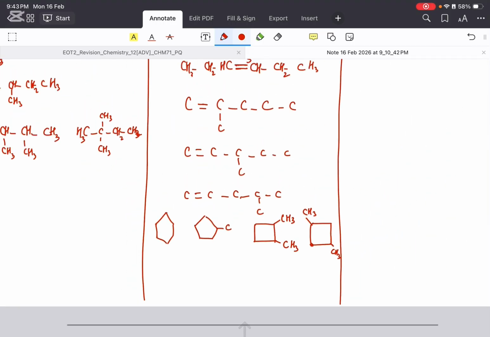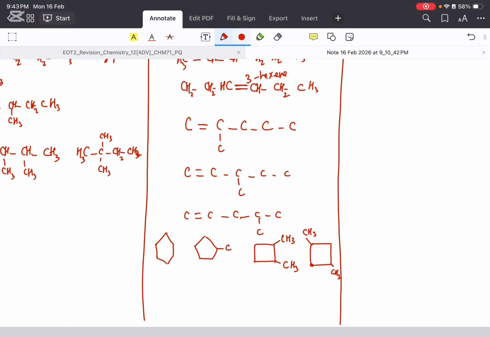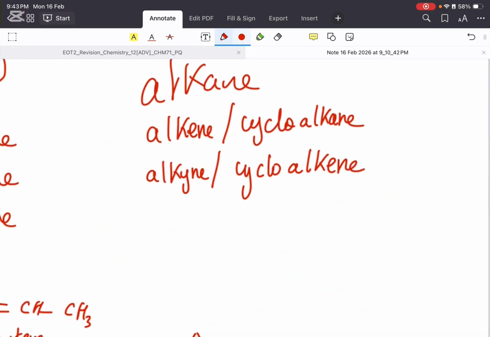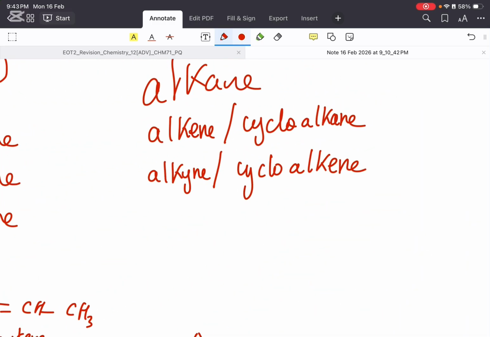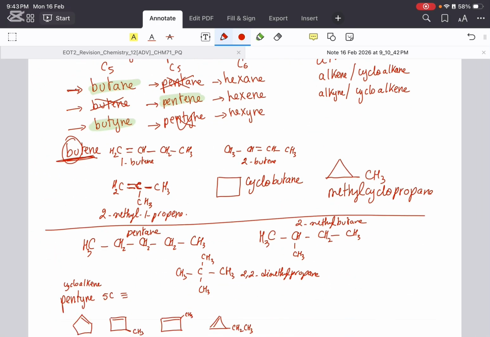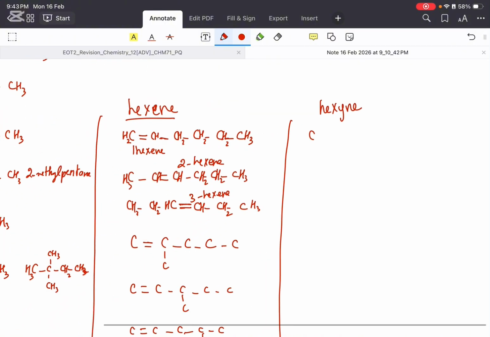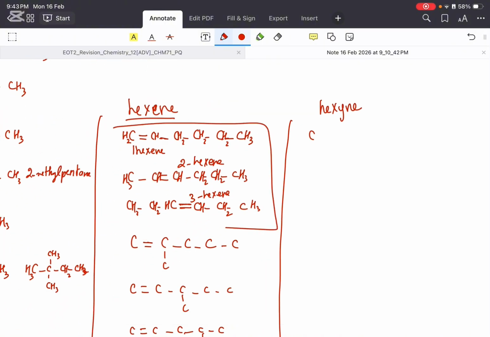So the list will keep on going. You just think about the possible ways to draw the structure. But keep in mind that for alkenes, I can also draw cycloalkanes. And if they ask me to draw isomers of alkynes, I can also draw some isomers of cycloalkenes.